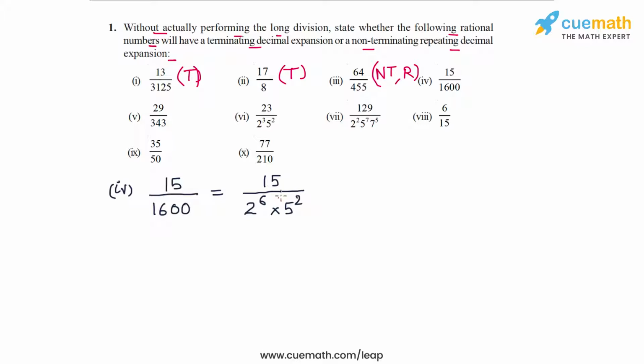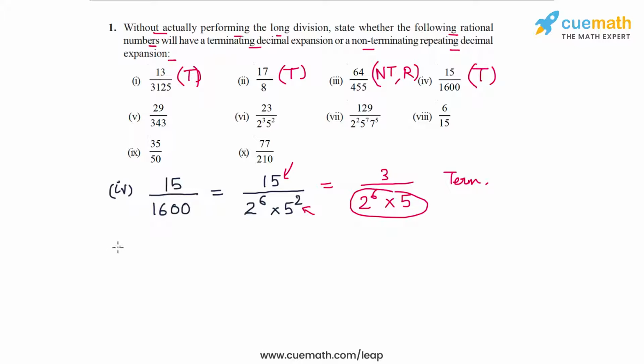So right now it's not in its lowest form because there is a common factor of 5 between the numerator and the denominator. So if we cancel that out, we'll have 3 in the numerator and we will have 2 to the power 6 into 5 in the denominator. Now in its lowest form, this number has a denominator which has only 2s and 5s in it, and it has no other prime factors. So the decimal expansion of this number will be terminating. So 15 by 1600 will have a terminating decimal expansion.